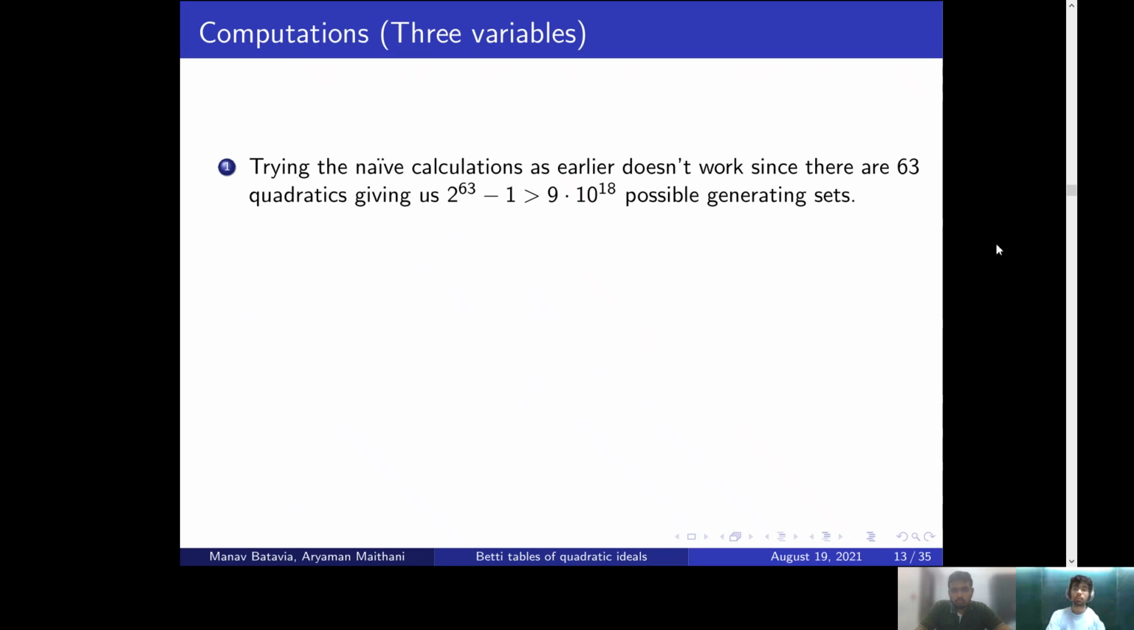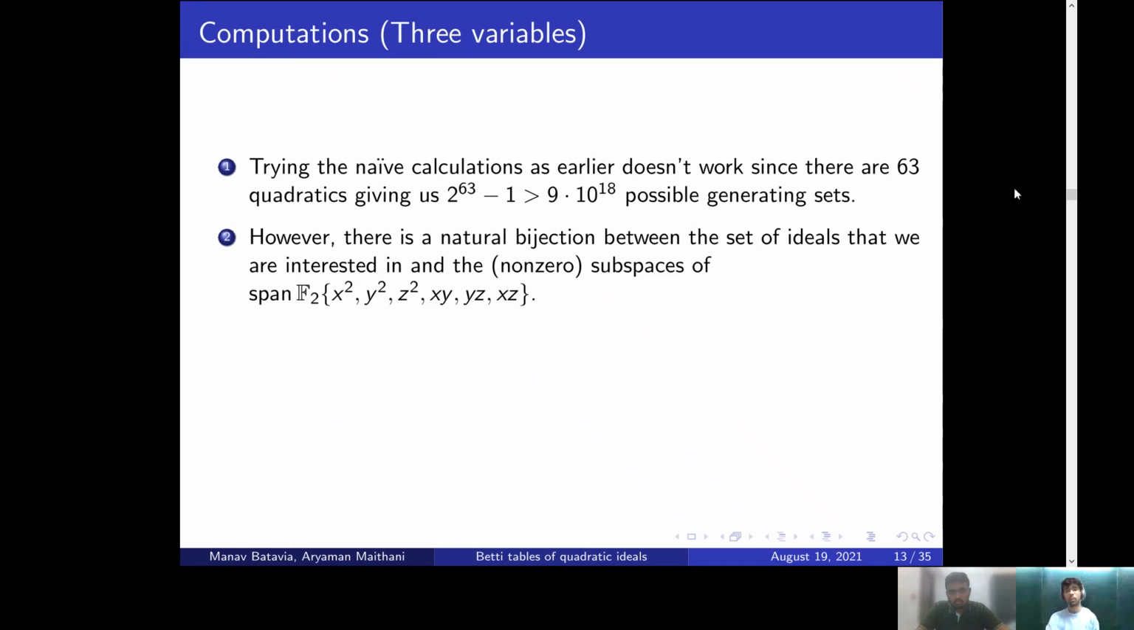In 3 variables, the earlier approach will not work since there are 63 quadratics. So this ends up with a very big number of possible generating sets. So we do something different. Since we're not interested in just any ideal, we're interested in very particular forms of ideals.